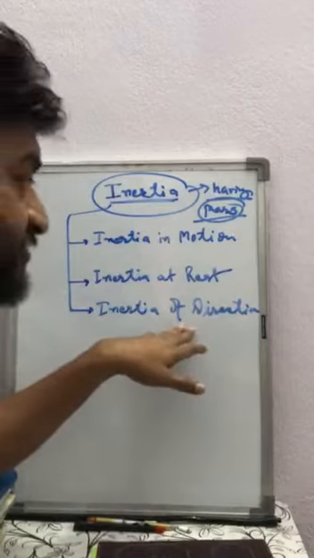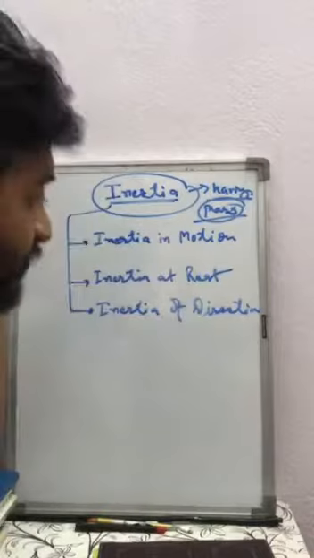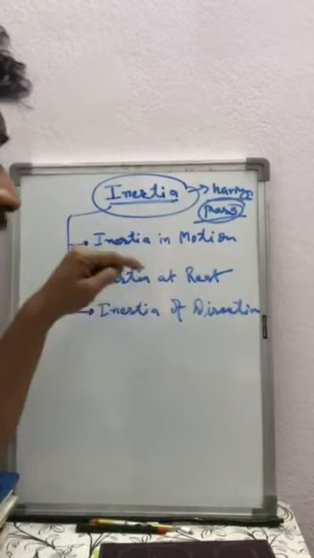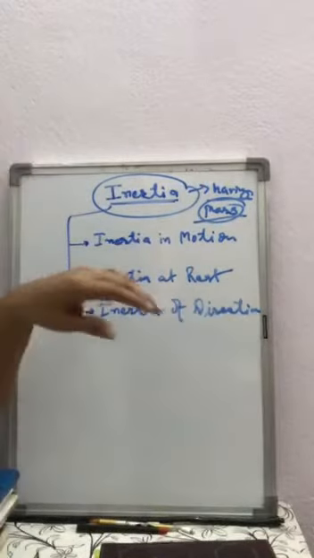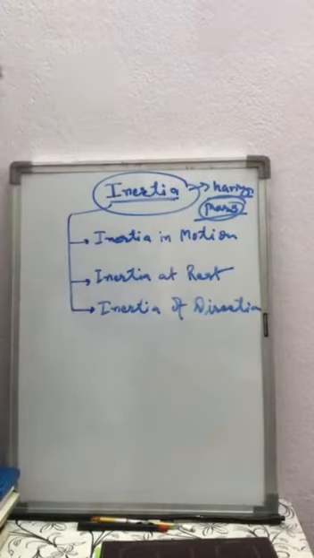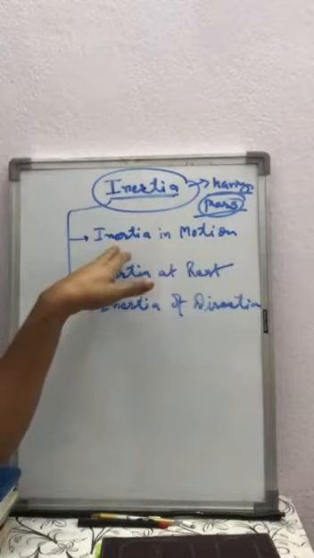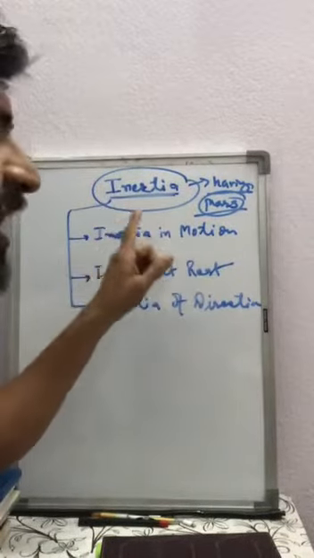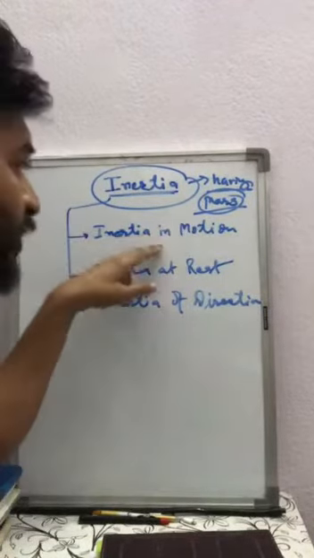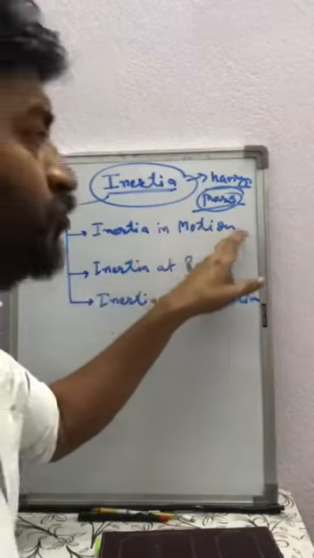And inertia of direction means if the body is moving in a proper direction, then every time it maintains that specific direction. That is the inertia of direction. So inertia is divided into groups. Now, if we define inertia of motion, it is defined as the property by which a massive body maintains its state of uniform motion.